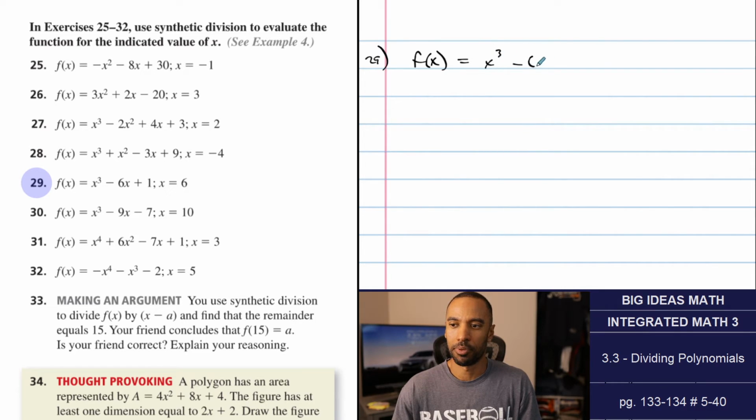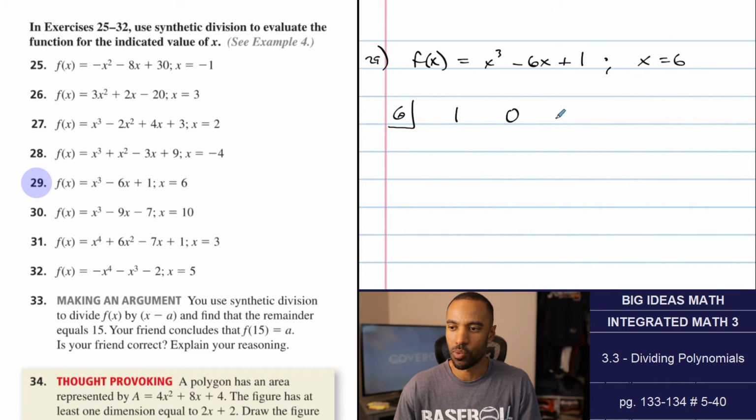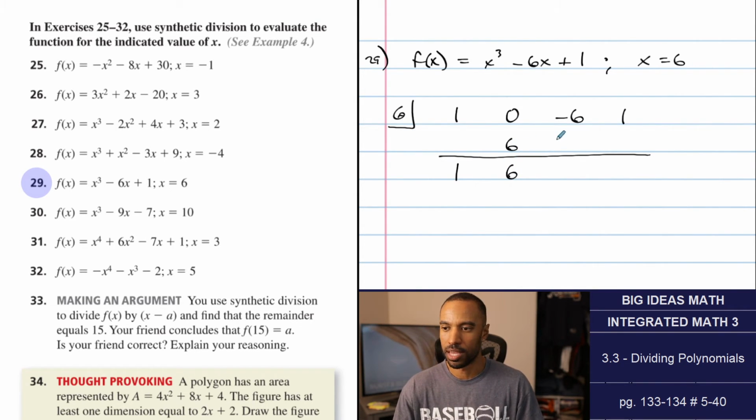All right, I see a placeholder 0x squared here, right? 0x squared means I need to place a 0 inside there. So 1 x cubed, 0x squared, negative 6x, and a 1. So here we go. 1 times 6, 0 plus 6. I don't know why I thought about that. 6 times 6, add that. Multiply. Ooh, this is a big one. Multiply, we get 180. And we got 181 as remainder.